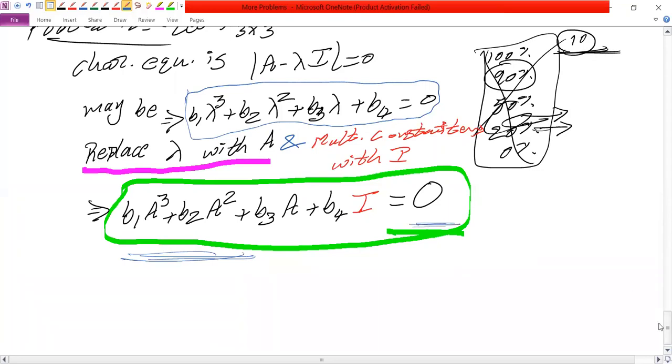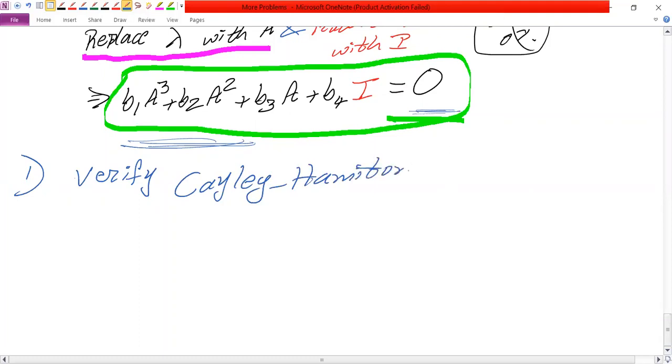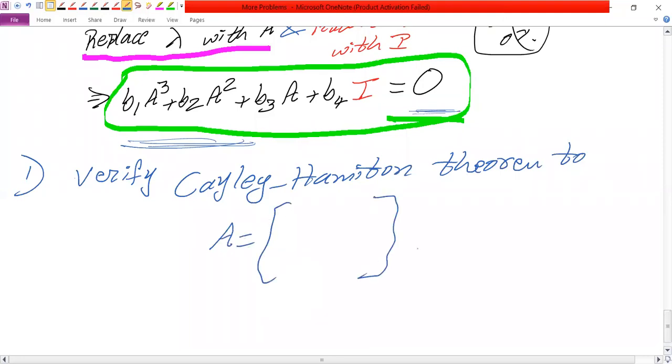Now, how they are going to ask problems: Verify Cayley-Hamilton theorem for the matrix capital A equals, they'll give us a 3 by 3 square matrix. So what do we need to verify? What is the statement of Cayley-Hamilton theorem? The statement is that capital A has to satisfy its own characteristic equation.